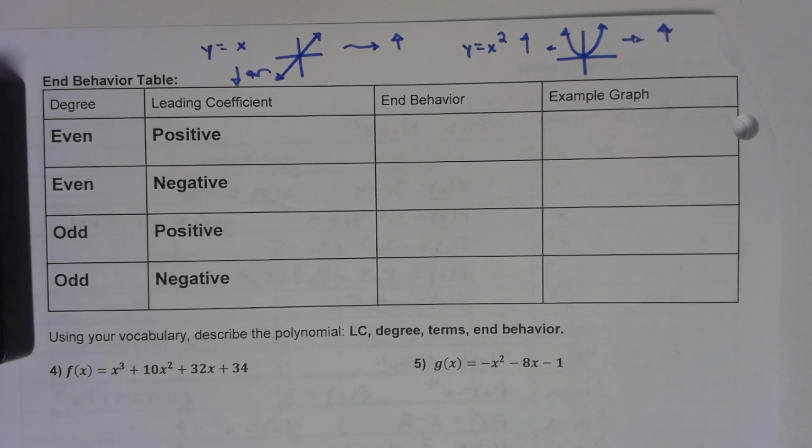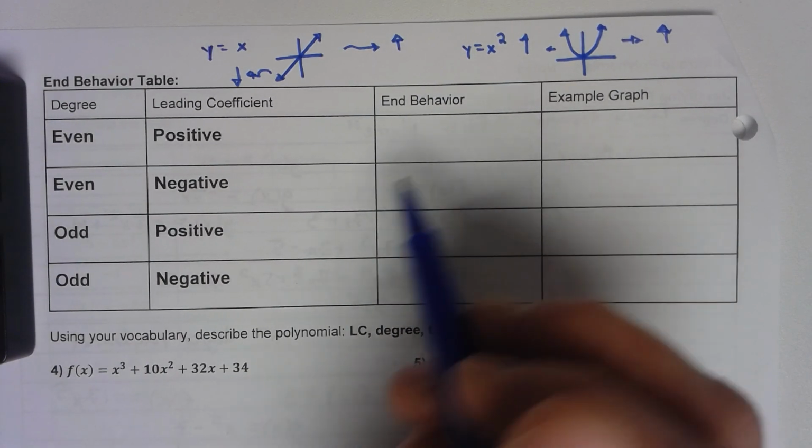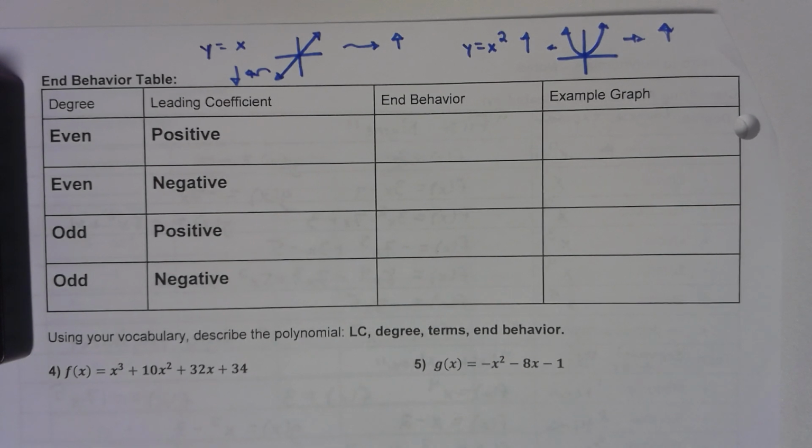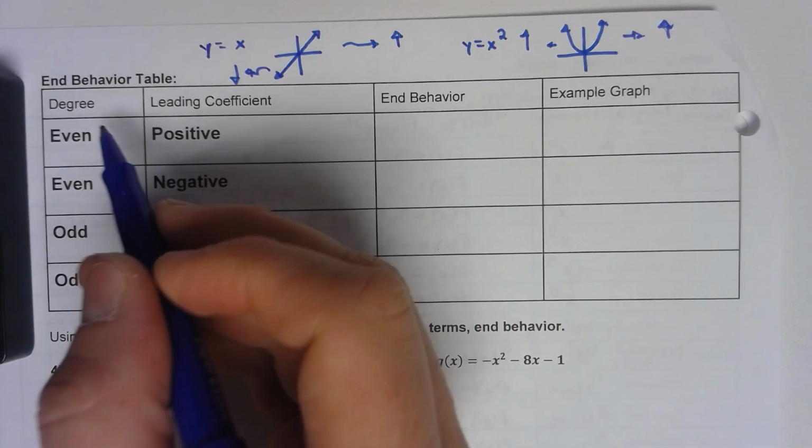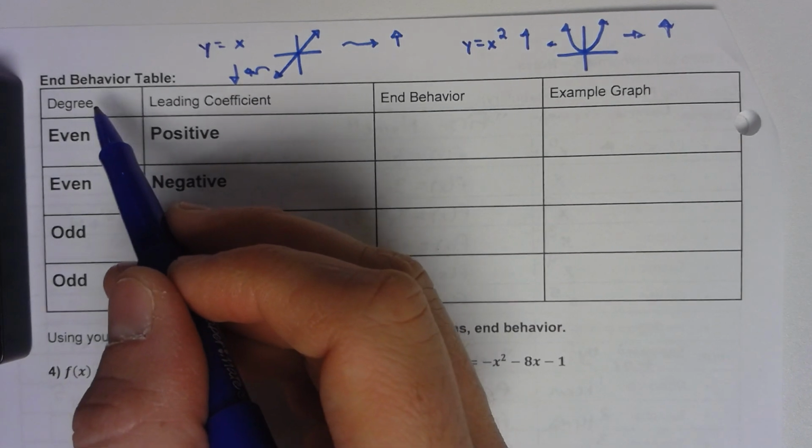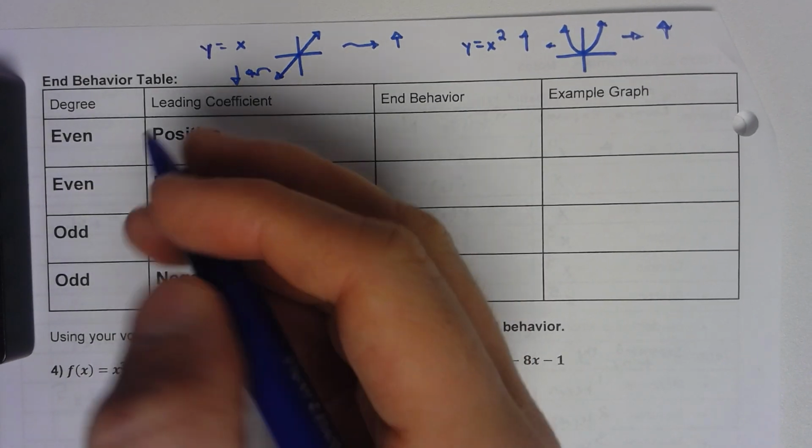So with polynomials, those are the only two options: the right end going up or down and the left end going up or down. So there's essentially four combinations of how these can play out. And there's two things about a polynomial that will determine what happens with our end behaviors. So first, the degree. When the degree is even, the ends go in the same direction.